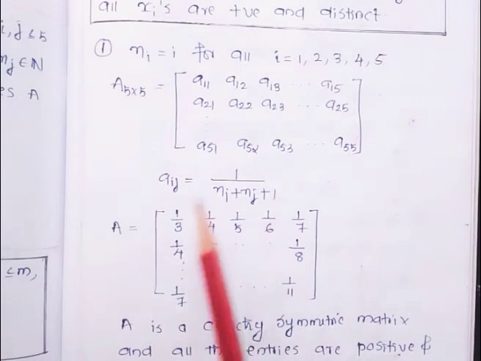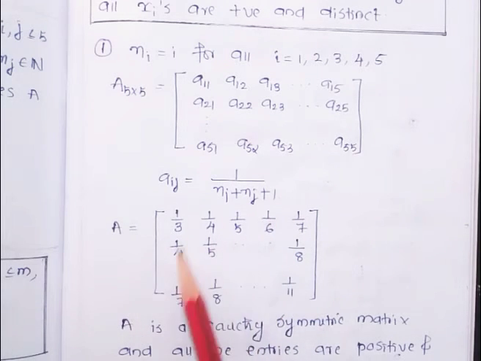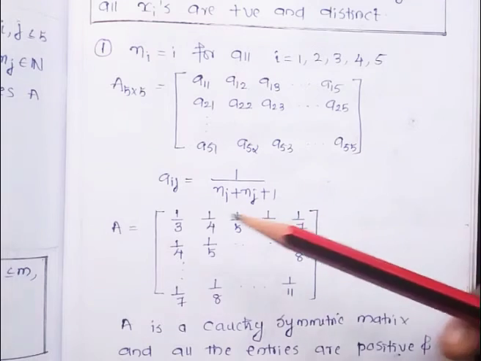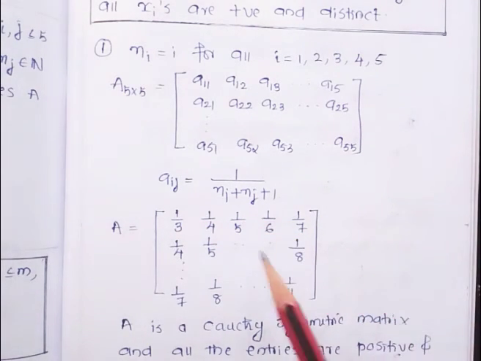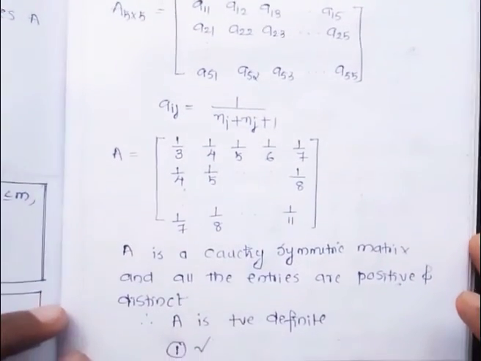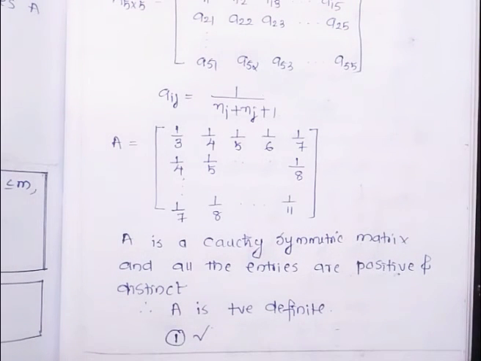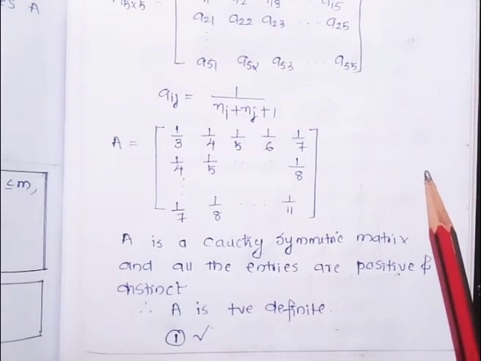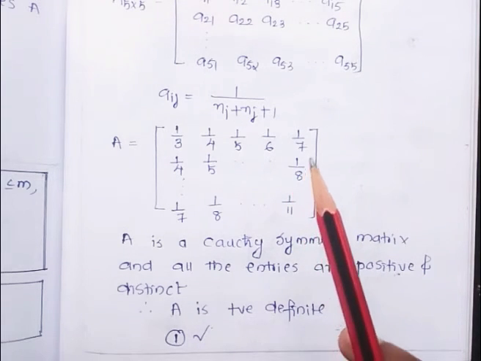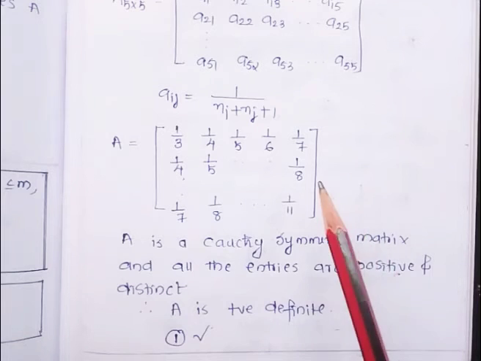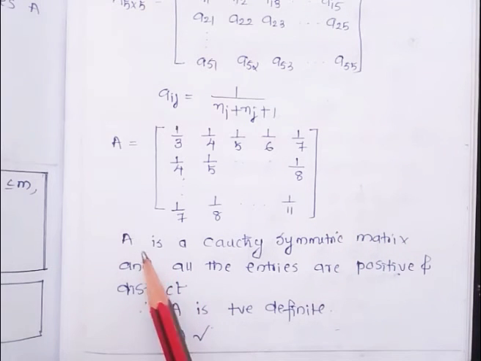From this matrix, it is clear that it is a Cauchy matrix, and we can also see that it is symmetric. So we can say that it is a Cauchy symmetric matrix, and we have a result that a Cauchy symmetric matrix is positive definite if and only if all the xi's are positive and distinct. From observing this, we can see that all the xi's are positive and distinct. Therefore, we can conclude that A is a Cauchy symmetric matrix and all the entries are positive and distinct.